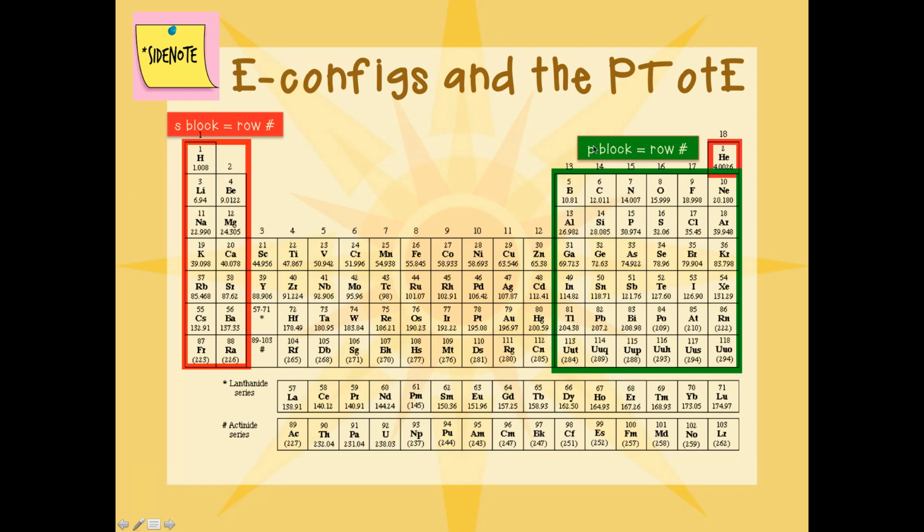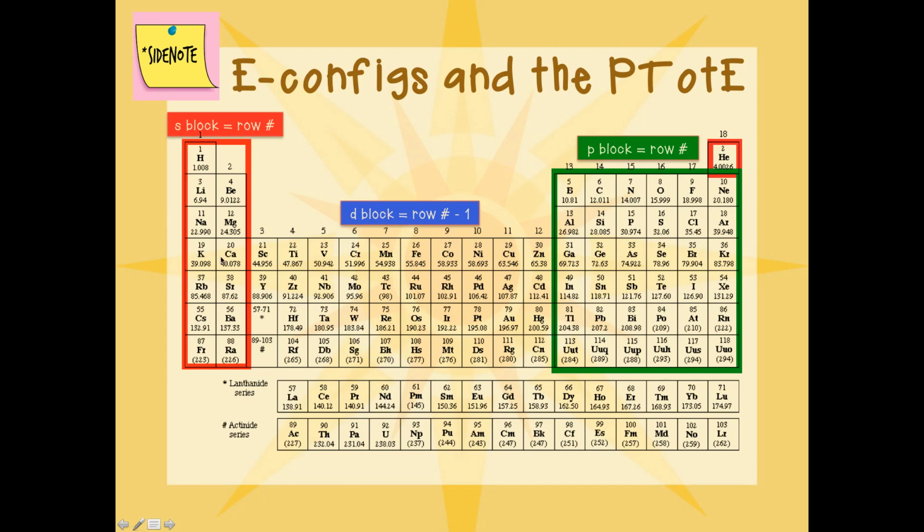So if I wanted to do the electron configuration for silicon, I would say, okay, I fill up 1S2, 2S2, 2P6, because there's 6 across, 3S2, because it's the third row, so energy level and row are the same, 3S2, and then 3P2. So using the periodic table to write electron configurations, that's kind of the pattern.